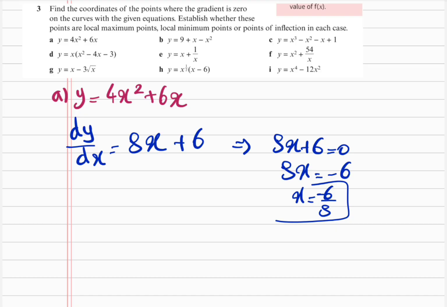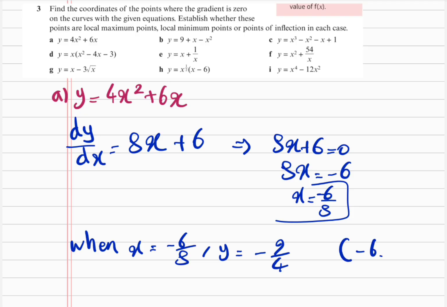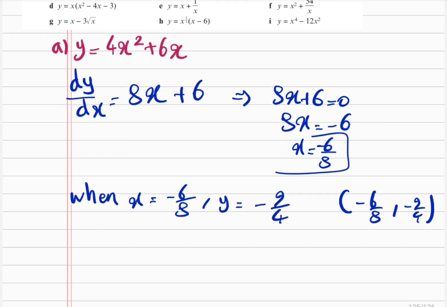So to find the y coordinate, we basically substitute that into the equation of this curve, which is y is equal to 4x squared plus 6x. So when x is minus 6 over 8, then its y coordinate is equal to minus 9 over 4. So the stationary point of this curve has these coordinates.